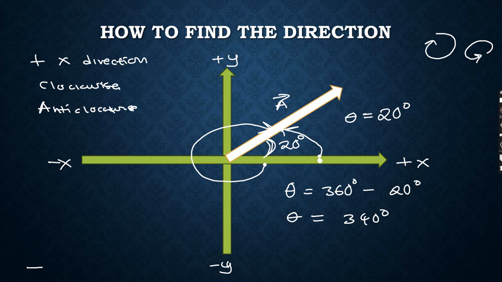Okay, so the direction, you can use this, you can also use this. It is one and the same. If you have been asked to use anti-clockwise, you measure 20 degrees. If you have been asked to measure the direction clockwise, you use 340. It is one and the same.